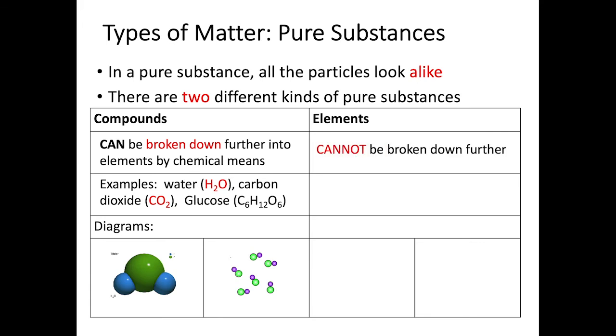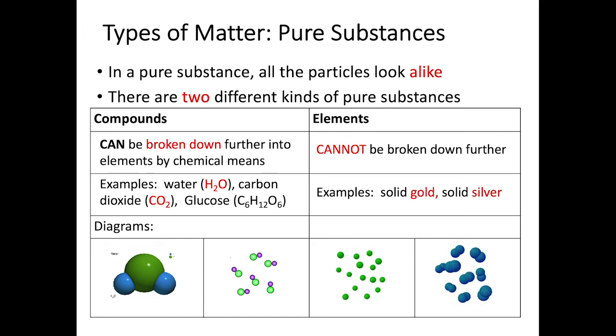Elements, on the other hand, cannot be broken down further. These are the smallest kind of part that we can look at. For example, solid gold, solid silver. I can't take solid gold, put it through a chemical reaction, and get out a new substance. It's still gold, okay? All of the particles of gold look the same. They're not combined. They're not a mixture of things. If I wanted to melt down my gold, I'd still have gold. It doesn't matter what kind of chemical reaction I put it through. Solid silver, again, is all the same.